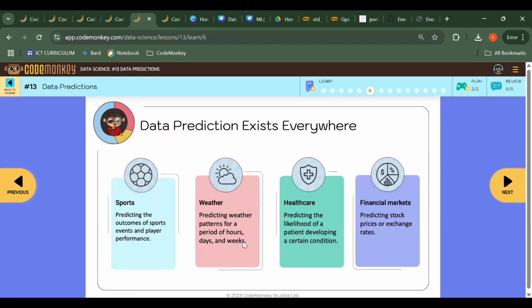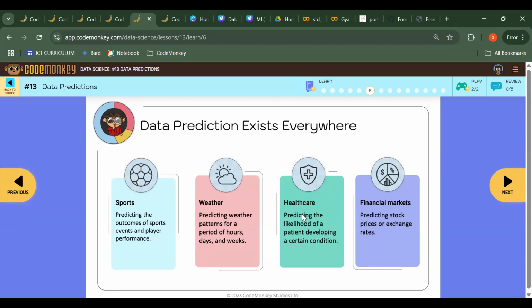Weather: predicting weather patterns for periods of hours, days, and even weeks. Data prediction is crucial for forecasting weather patterns, including predicting the temperature, rainfall, wind, and other atmospheric conditions.